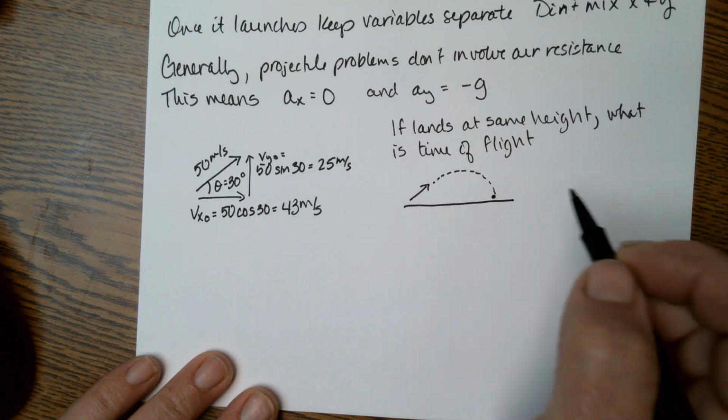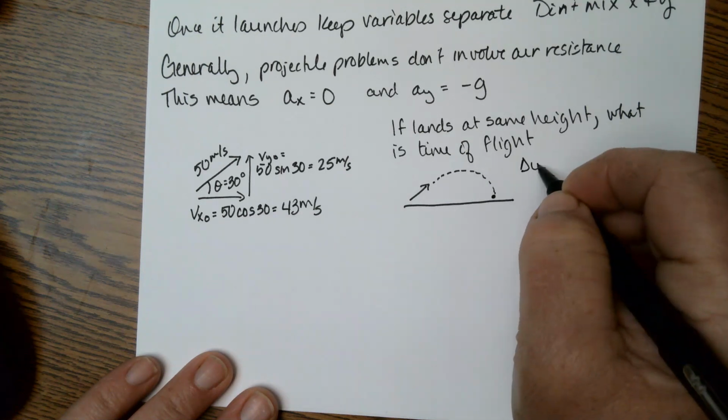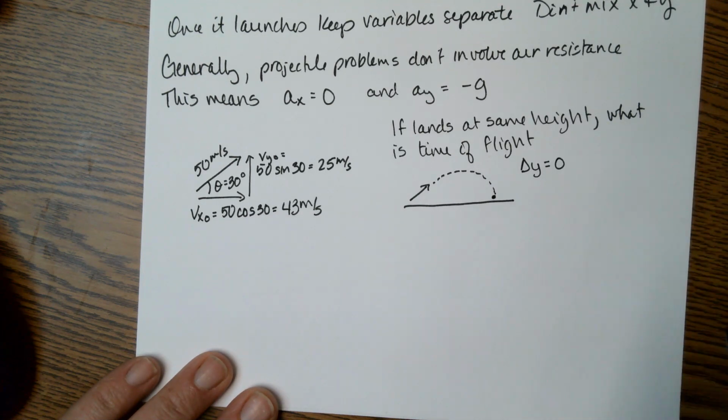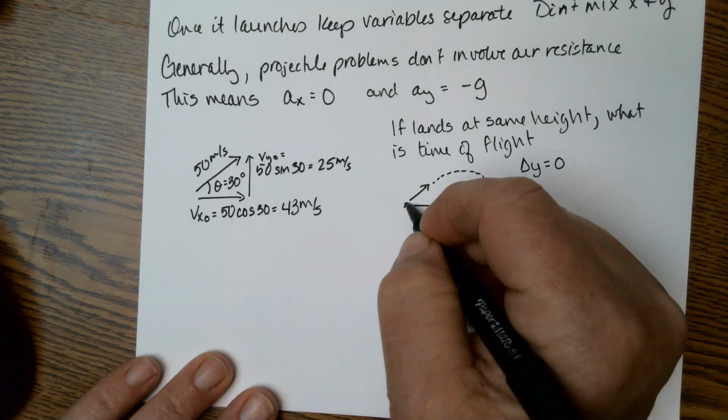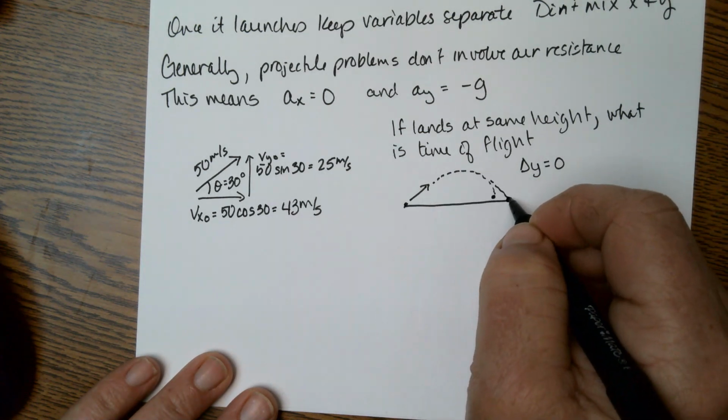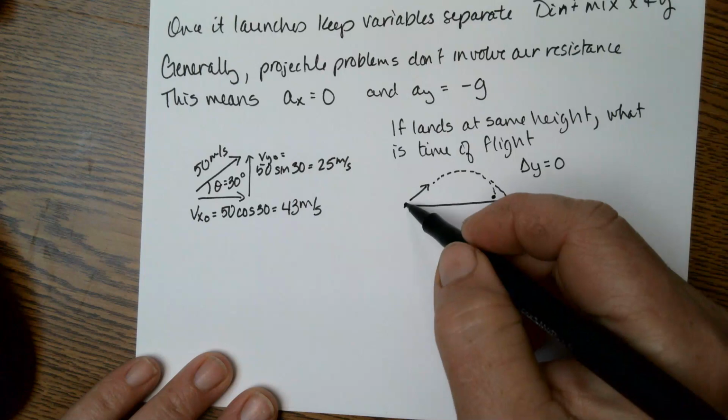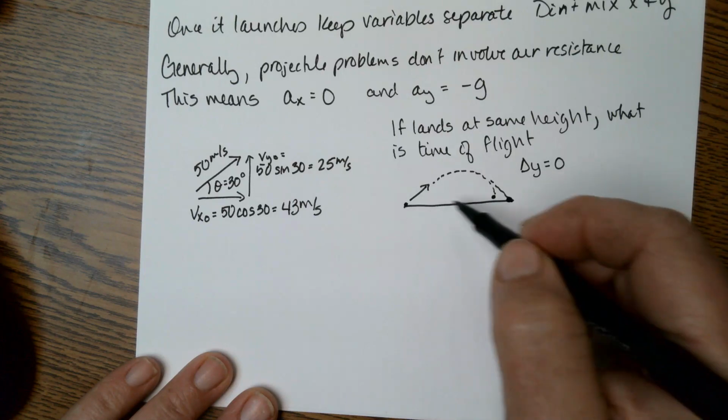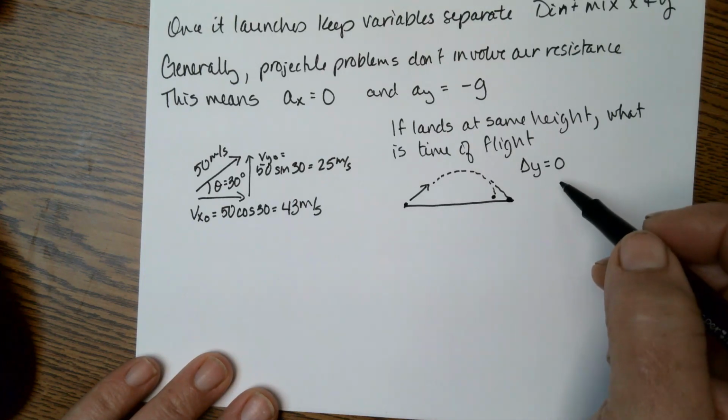And so we know that our delta y is going to be 0, because I'm going to start from here, I'm going to go up, and I'm going to finish over here. Okay, I start from here, I go up, I come down, I land at the same height. So my change in my y position is 0.